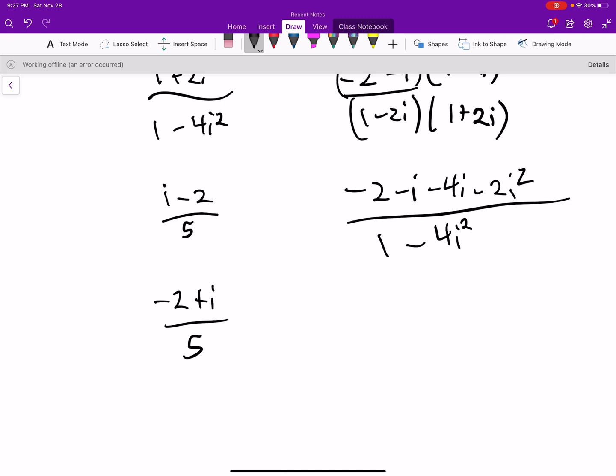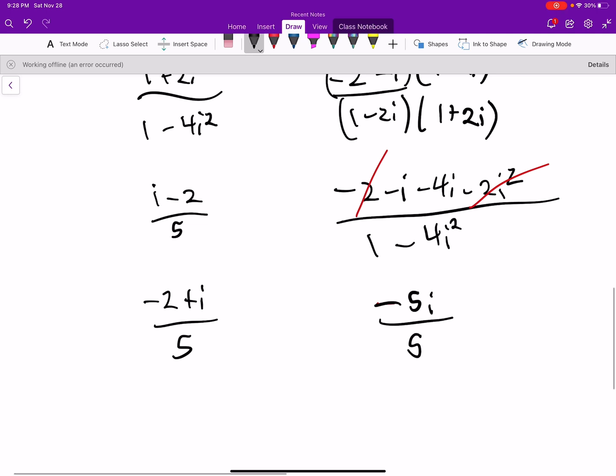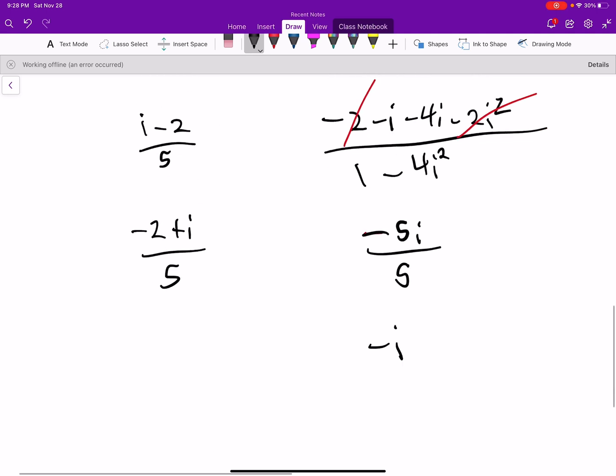So let's go ahead and cancel these. This is a negative 2. This is a positive 2. So we just end up with negative 5i all divided by 1 plus 4. That's 1 plus 4 right there. It's going to be 5, so we end up with negative i. Here are the two answers.